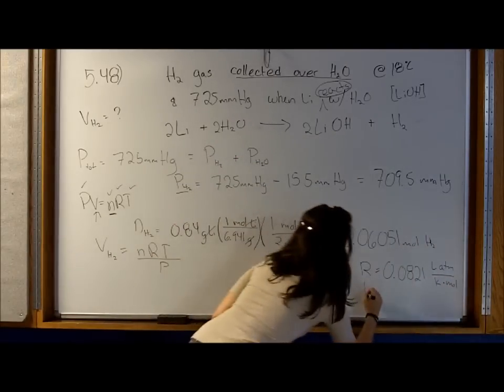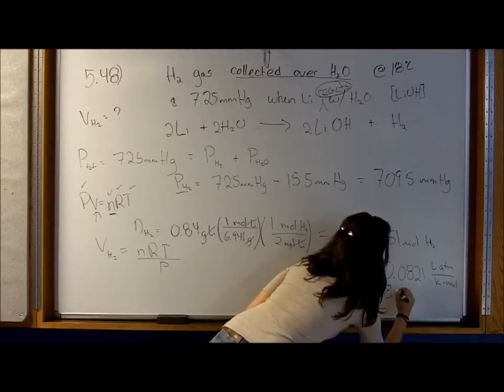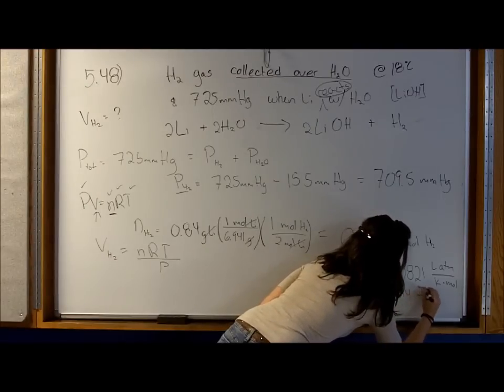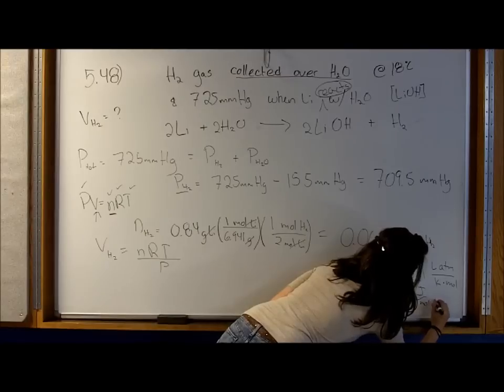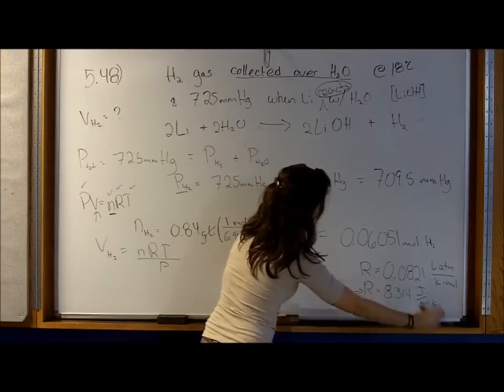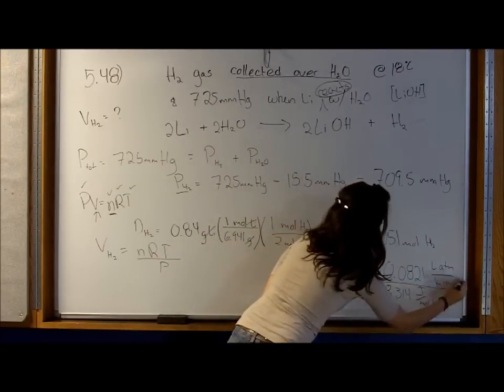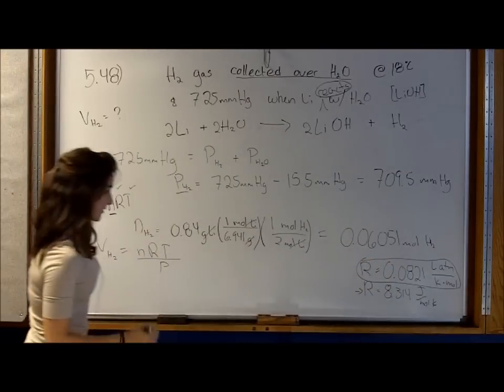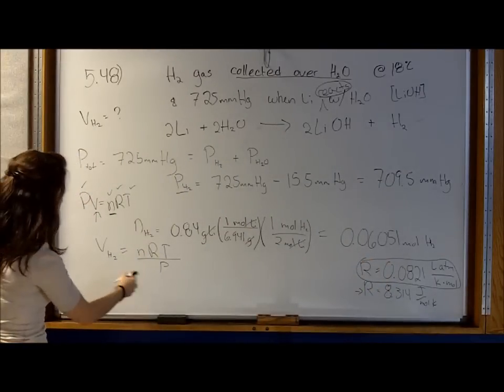This is not to be confused with the other R value, which is 8.314 joules per mole Kelvin. This has to do with energy. We don't want that right now. We use that for one of the other chapters. We want this. This is for ideal gases, or for gases, period. But this is our ideal gas equation.